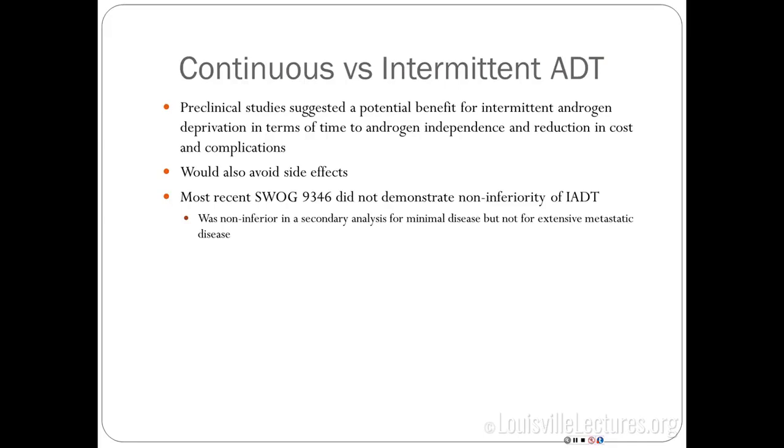However, when they actually looked at the clinical trials, and this was one of the seminal trials for that, the SWOG 9346, it was a non-inferiority trial. And they found that if you had minimal disease, so just a small amount of disease burden, doing intermittent versus continuous was non-inferior. However, if you actually had high burden of disease, if you only did intermittent, you had worse outcomes. It was not non-inferior. In oncology, we like to use terms like that.